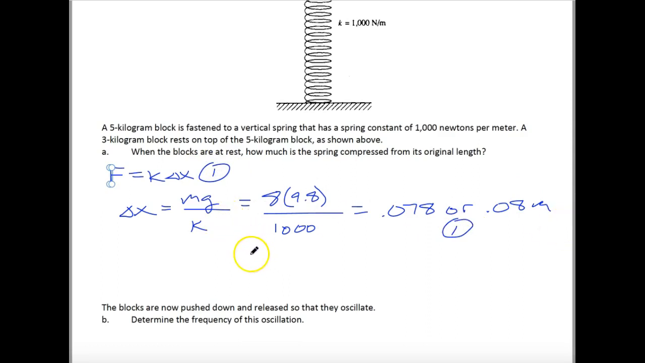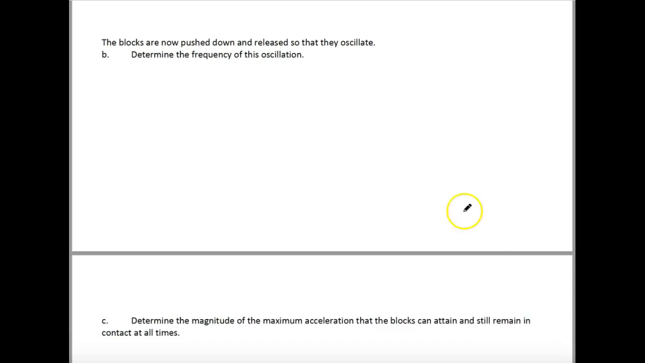For letter B, it says the blocks are now pushed down and released so that they oscillate. They want us to determine the frequency of the oscillation. The big thing there is it says frequency. If you decide that you want to use T is equal to 2 pi times the square root of m over k, remember, this is the period of a spring. Make sure that you change this to frequency.